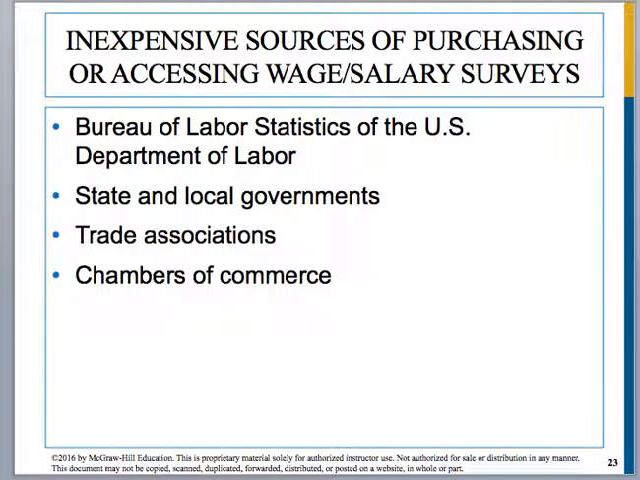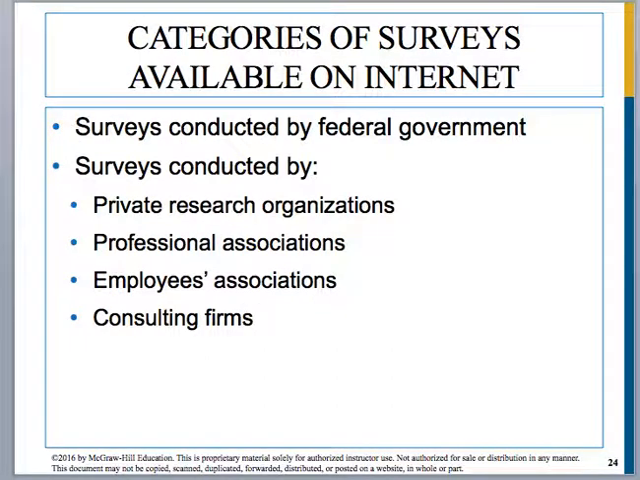Some inexpensive sources would be the Bureau of Labor Statistics, the U.S. Department of Labor. You can just go online and find that. State and local governments, trade associations, and of course chambers of commerce. The most easily accessible would be the Bureau of Labor Statistics for the U.S. Department of Labor. There are various categories available on the internet where you can find surveys: those conducted by the federal government, professional associations, employee associations, consulting firms, and private research organizations.